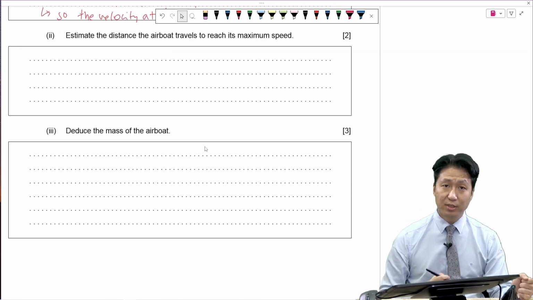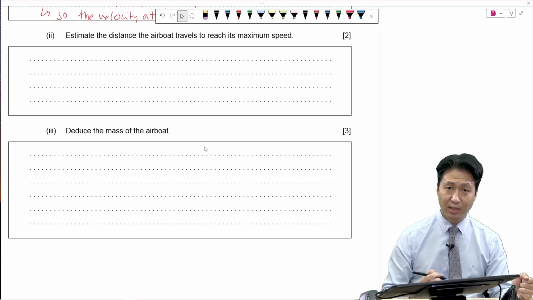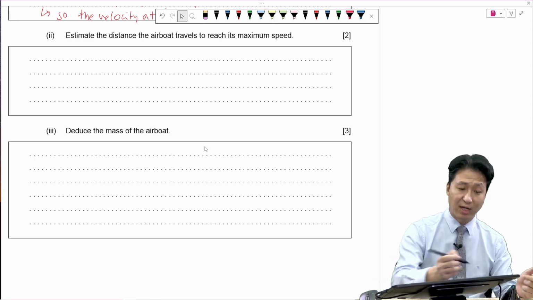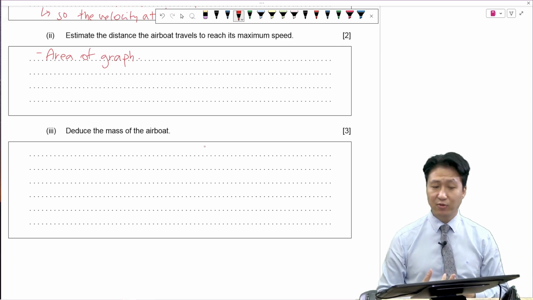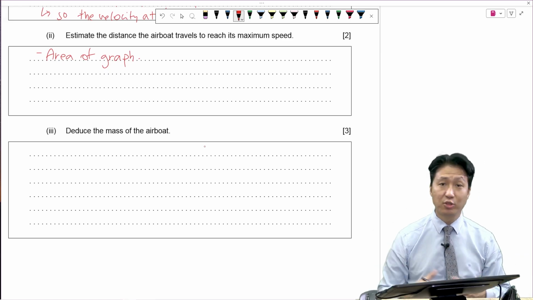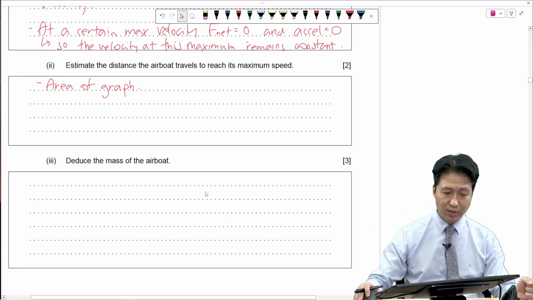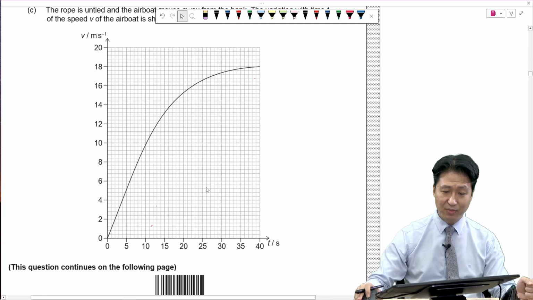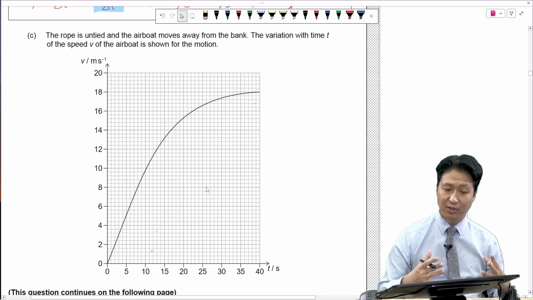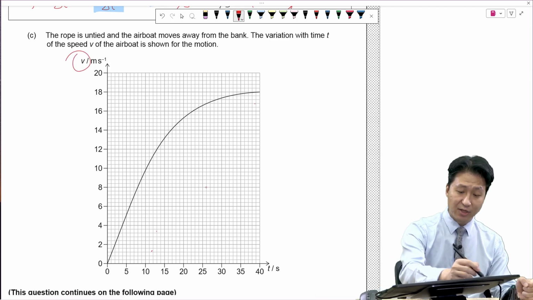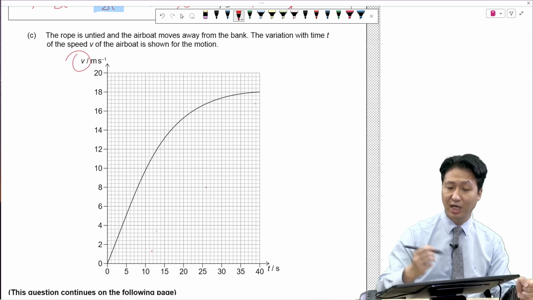For part 2 of this question, it asks us to estimate the distance the airboat travels to reach its maximum speed. First, we're going to use the area of the graph, so let's write that down. Remember that if you don't write what your method is, it's hard for the other person to know what you did. So don't just write a random number there, write what you did to find this actual value. So you have the velocity and time graph, which means the area is the displacement.